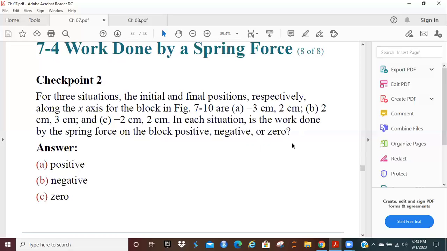So in part A, is the work done by the spring force going to be considered positive or negative? Positive, because it'll be closer to 0. That's right. What about for part B? Negative, because it'll be far away from 0. That's right. And what about part C? Oh, it'll be 0. That's right.